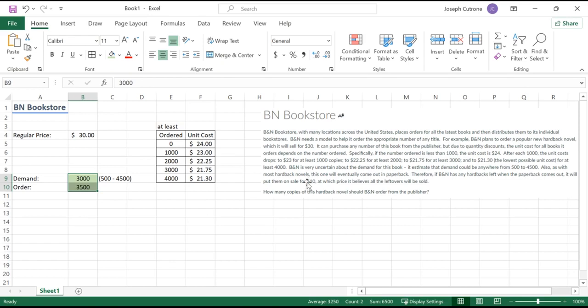Okay, also, as with most hardback novels, this one will eventually come out as a paperback, and therefore, if it has any hardbacks left when the paperback comes out, it will put it on sale for $10.